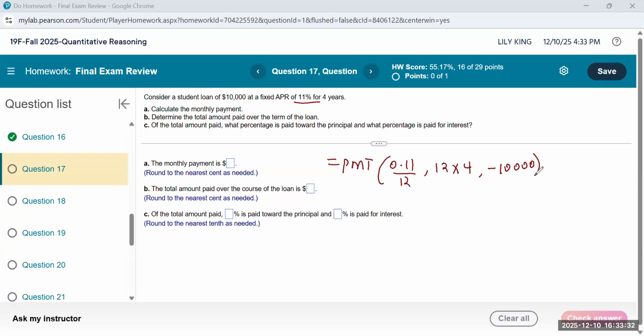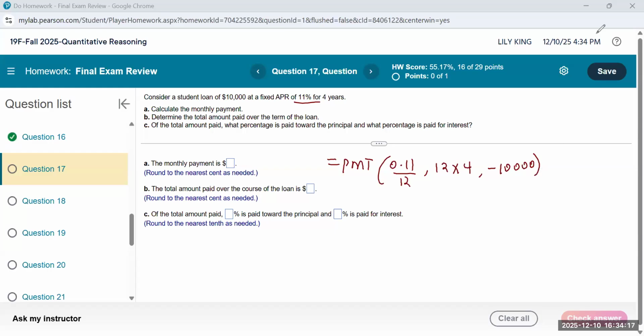Now for this exam, we won't have a problem where you have to use Excel. Because of the lockdown browser we're using, you won't be able to use Excel. So if there's any question like this, you'll be given the monthly payment and you'll be asked to use that to answer some questions. But because this is the review, and we're assuming you have access to Excel at this point, you should be able to use Excel to answer this question. But on the exam, you won't have a problem like this where you have to use Excel.